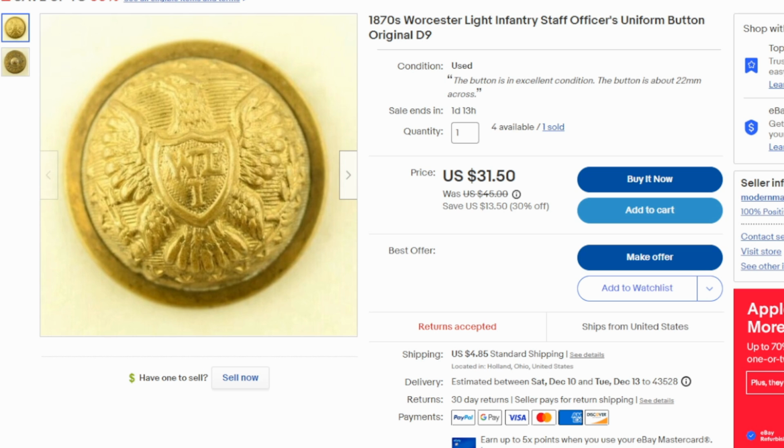It's going to be some math, but if you want to know how to figure out your actual cost of goods, the percentage of your money you're blowing on fees and giving away to eBay, this is how to do it. So let's start with the item itself here.